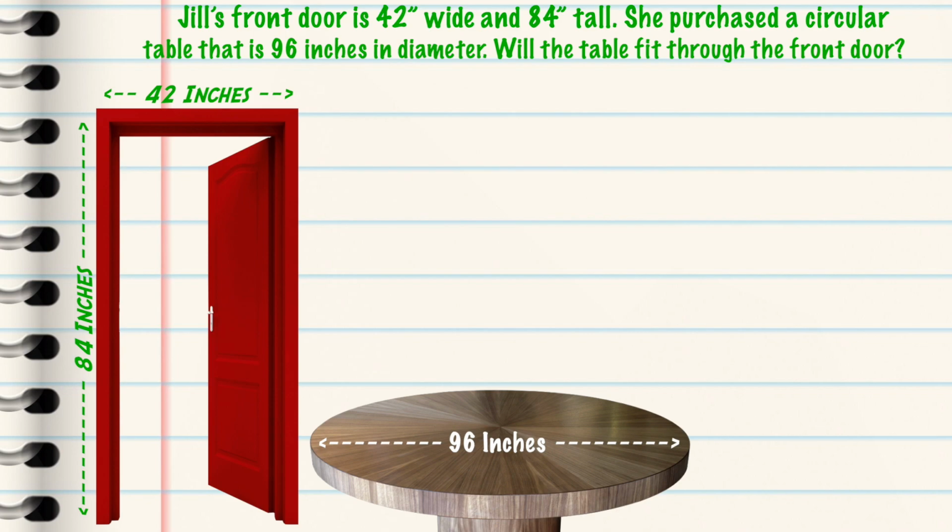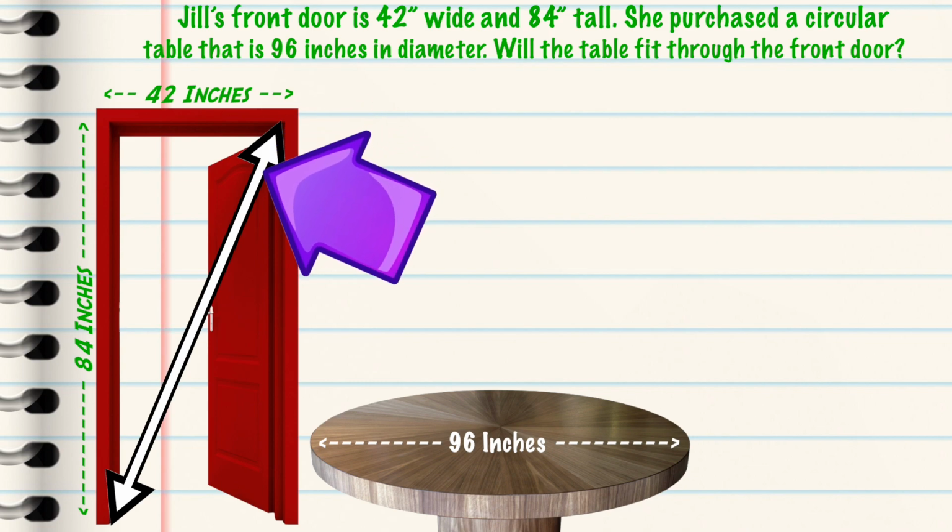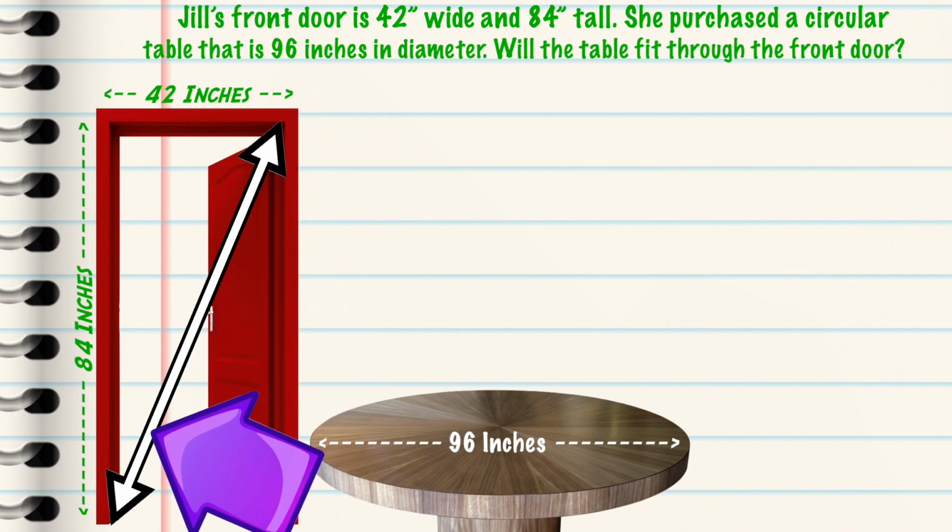Jill's front door is 42 inches wide and 84 inches tall. She purchased a circular table that is 96 inches in diameter. Will the table fit through the front door? The best way to get the table through the door is to turn the table at a diagonal. So, we have to find the length of this diagonal.